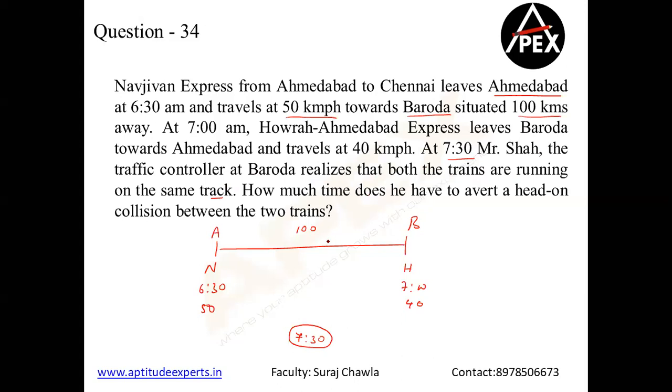Clear? So at 7:30, if I look at the Howrah train, it has traveled for half an hour, so it would have traveled 20 kilometers. Clear? Navjeevan Express at 7:30 would have traveled for 1 hour, and in 1 hour it would have covered a distance of 50 kilometers. So 50 plus 20 is 70, right? Now that means when Mr. Shah saw both the trains, he realized that at 7:30 both the trains are 30 kilometers apart.